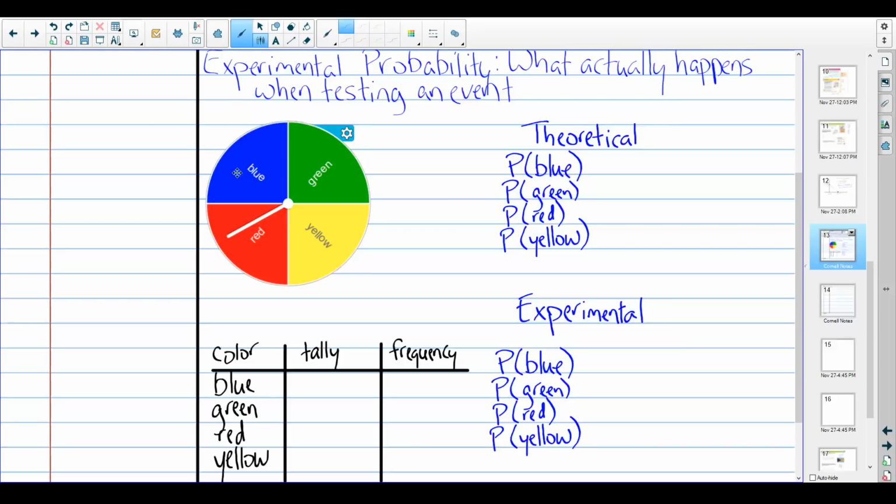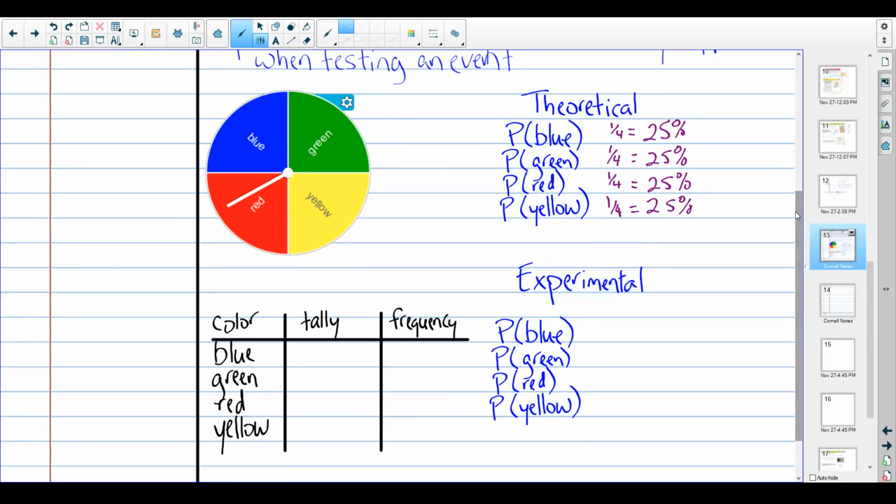Alright. So theoretically, since all 4 of our sections are the exact same size, there should be an equal chance of landing on any of those 4. The probability of any color specifically should be 1/4. 1 out of 4, 1 out of 4, 1 out of 4. And all of these, so we can compare them later, are 25%. And in a perfect world, that's what should happen. And then what we're going to test is whether or not that's true. And hopefully the answer is no. Then we can talk about why.